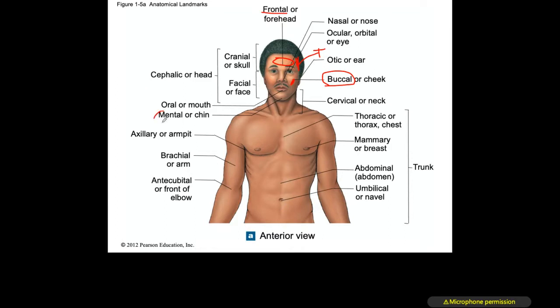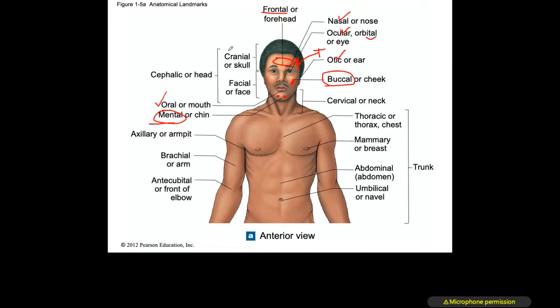The chin is called mental. When we do osteology, there's going to be a hole here and a hole here. And everywhere we see holes, they're called foramen. They happen to be called mental foramen. The mouth is called oral. The ear is called otic. The eye is called ocular or orbital. And the nose is called nasal.